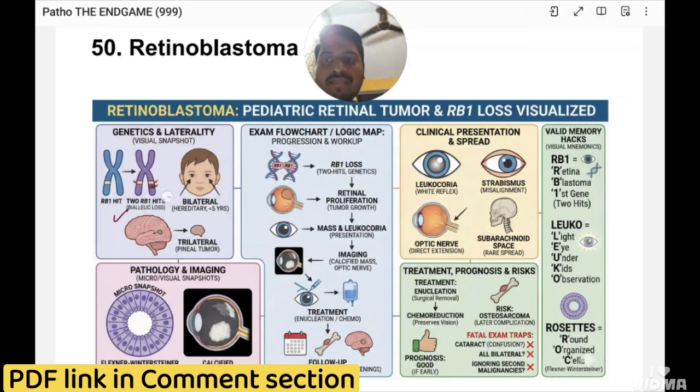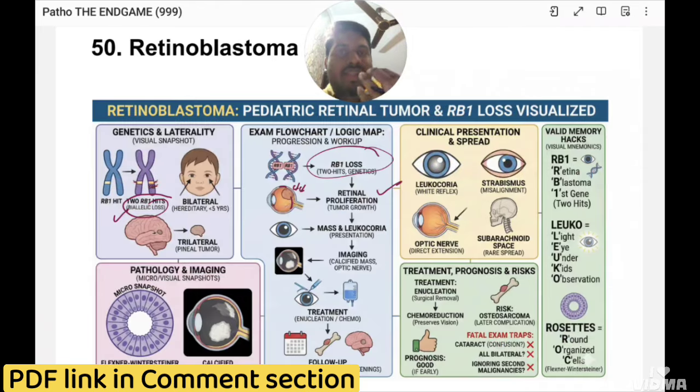Once there is biallelic loss, retinal proliferation occurs. Once retinal growth occurs inside the eye, it is very rampant and grows very fast. That's why the tumor cells die because of necrosis, because of which there will be calcification, dystrophic calcification, if you remember. Because of this, a mass appears inside the eye which covers the retina.